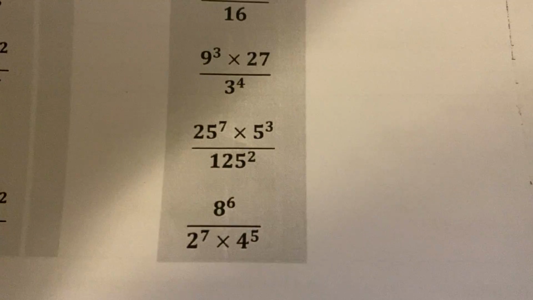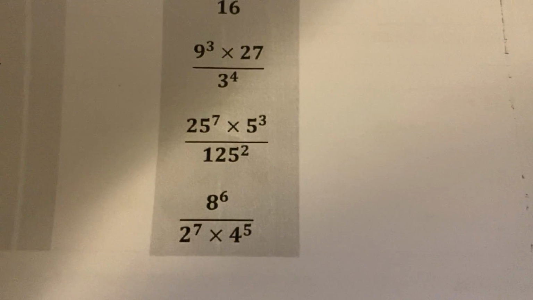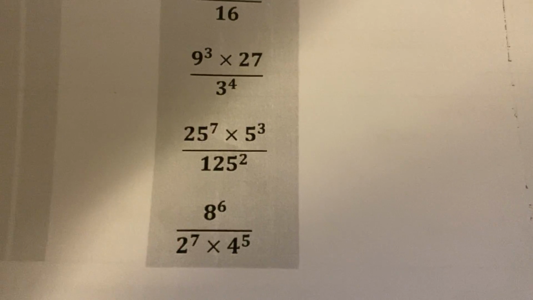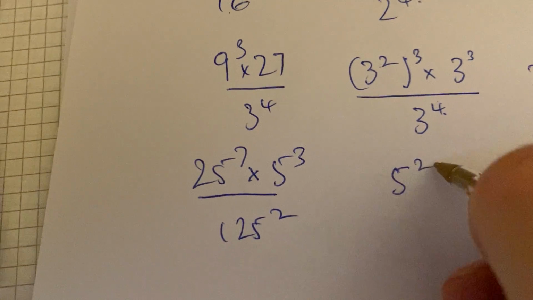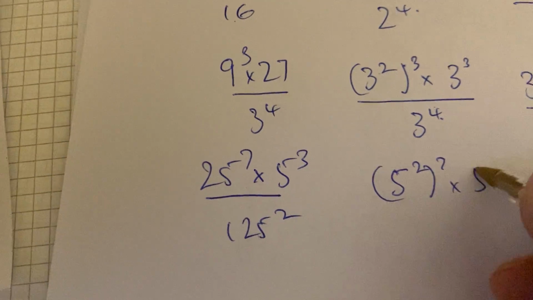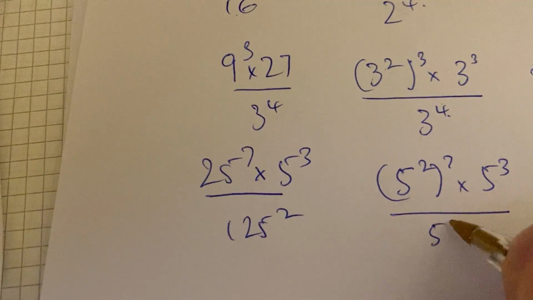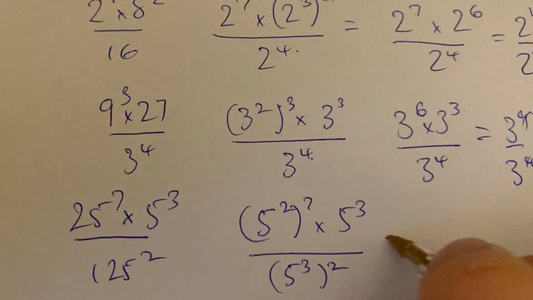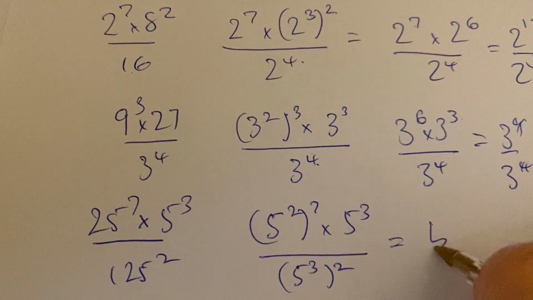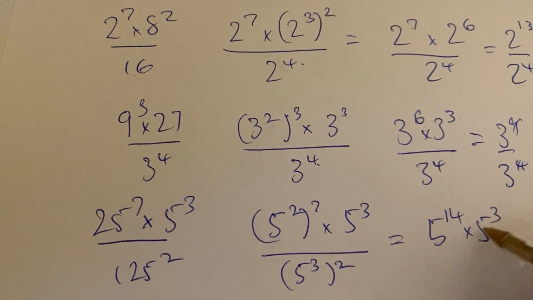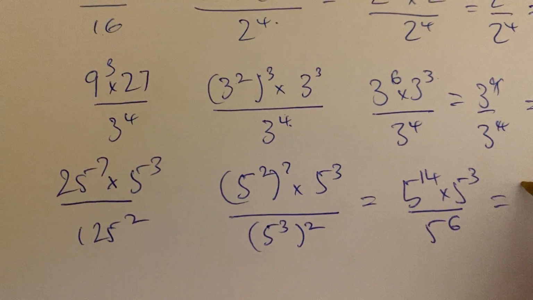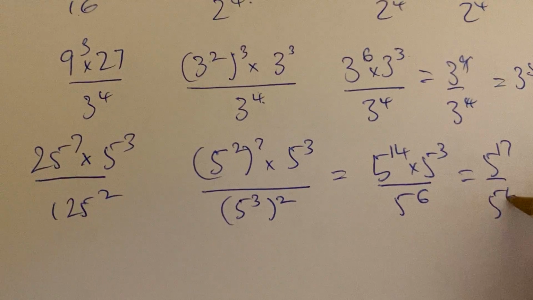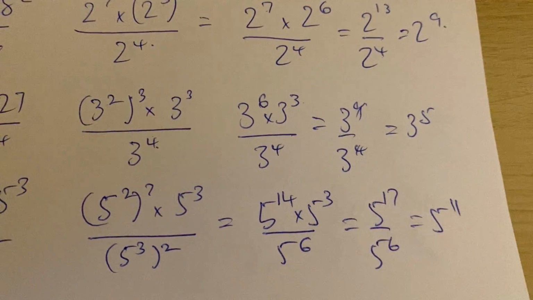And then we got this one here, 25 to the 7 times 5 to the 3, all over 125 squared. So we can use what we've already got previously. We know that's 5 squared, all to the 7, times 5 to the 3, all over 5 to the 3, all squared. So that's now going to be 5, 14, 5, 3, 5, 6. By now should realise how to do that. That's going to be 17 over 5, 6. So that's 5 to the 11.